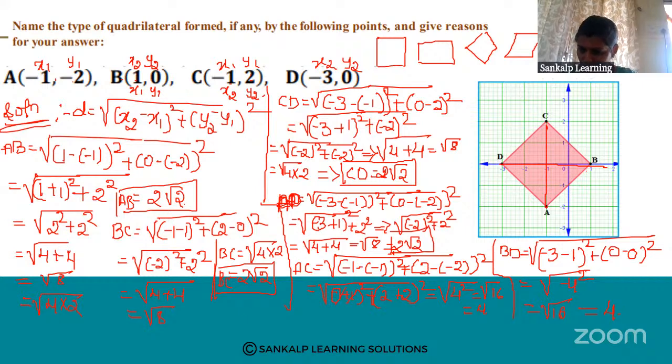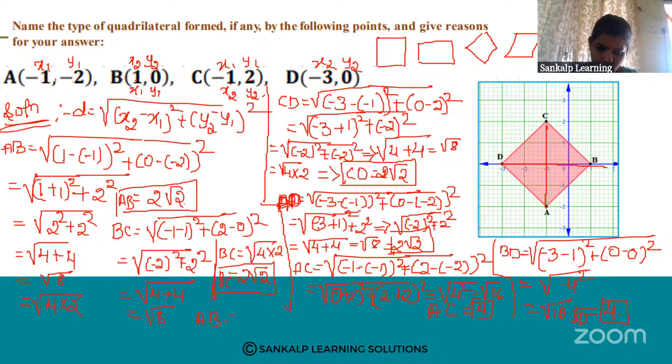Yes, observe carefully. This is 4. This is also 4. The value of diagonal AC is 4 and diagonal BD is also 4. That means the two diagonals are equal. So in a square, the two diagonals are equal and all sides are equal. Here all sides are equal and two diagonals are equal. That means ABCD is a perfect square. Okay, it is a square. The quadrilateral ABCD is a square.